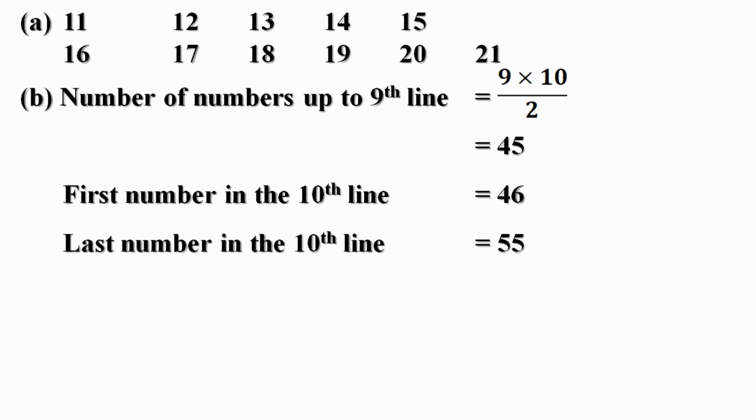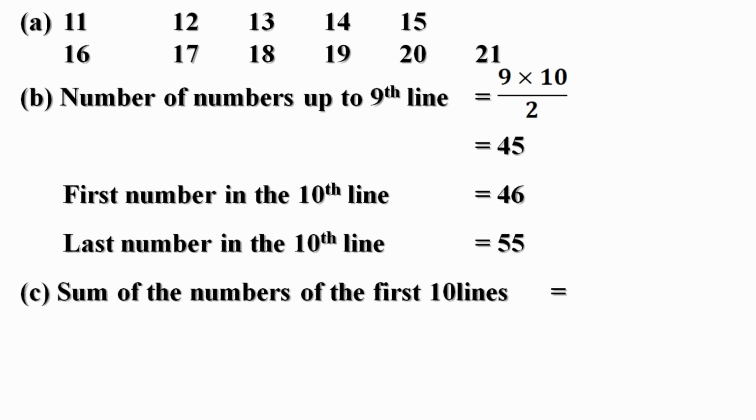Now we have to find the sum of numbers of the first 10 lines. Numbers in the first 10 lines means 1, 2, 3, etc. up to 55. That is the sum of first 55 natural numbers, and that is equal to 55 into 56 by 2, or that is equal to 55 into 28, that is equal to 1540.